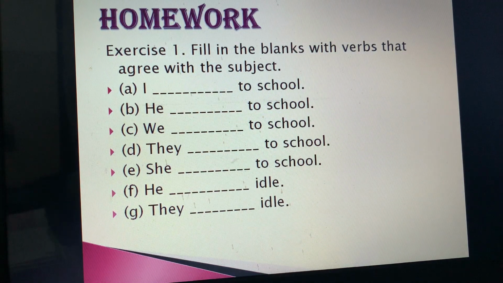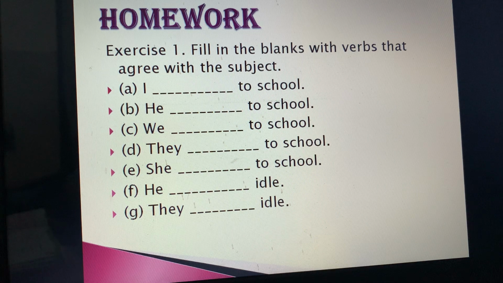Next, this is about your homework. So first let us recall the chapter once again. We started about subject, verb and agreement. What is subject? Subject is basically the doer in the sentence. And what is verb? Verb is the action word. Fine. So agreement means the verb must agree with the subject.